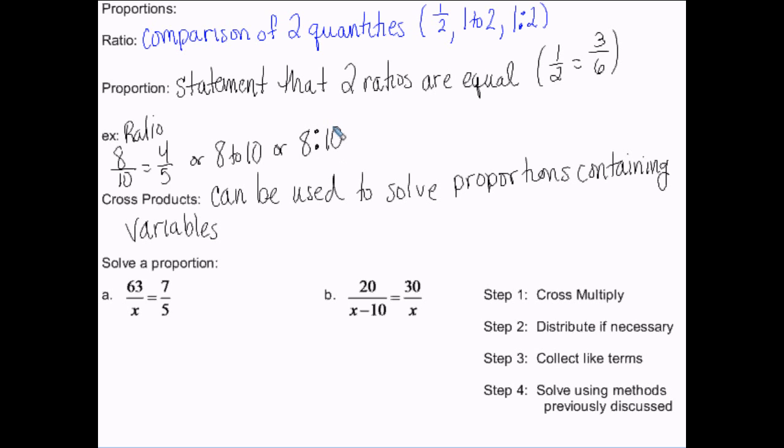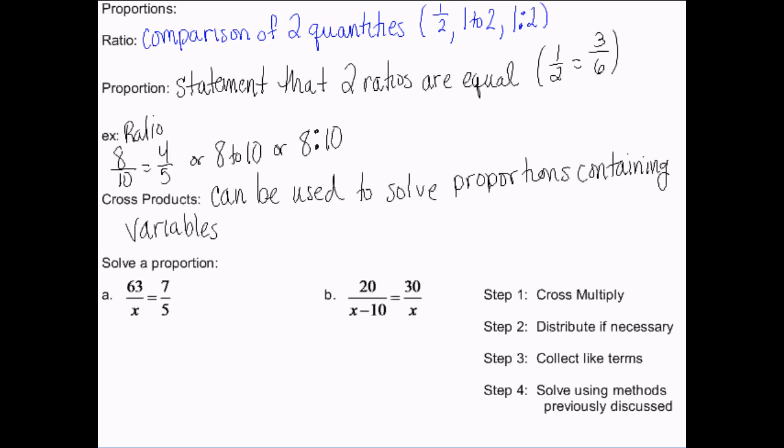When I reduced it, I created a proportion. These two ratios are equivalent. 8 girls to 10 boys is the same thing as 4 girls to 5 boys. It's just reduced, but it's the same ratio. So when you have proportions with variables in them, we use cross products to solve it. And to use a cross product, you're cross multiplying.